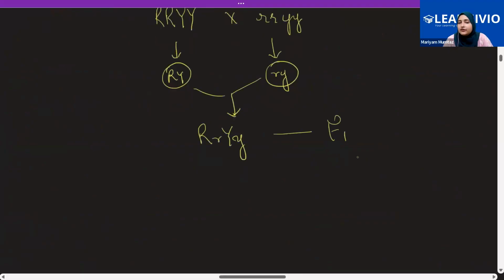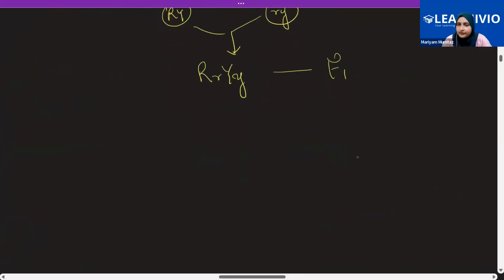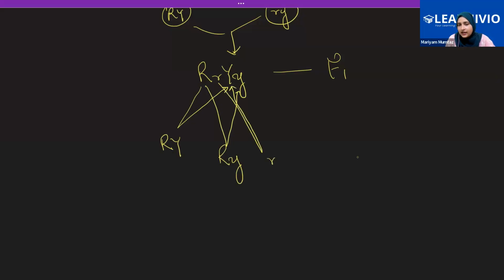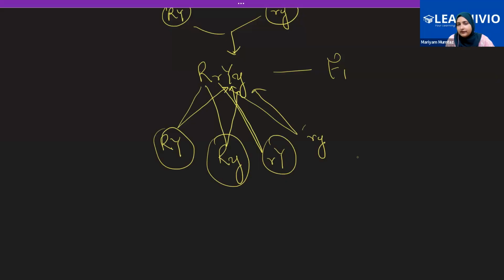Now, in order to find out the F2 generation, we do selfing. Since it is a dihybrid cross, you have to take out the gametes again for the second generation. So the R with the Y, capital R, capital Y; the R with the small y, capital R, small y; then small r, capital Y; and lastly, small r, small y. So 1, 2, 3, and 4. These are the four sets of gametes that you have got.